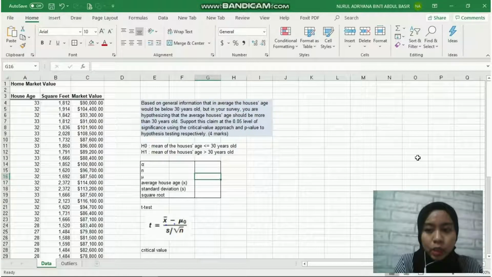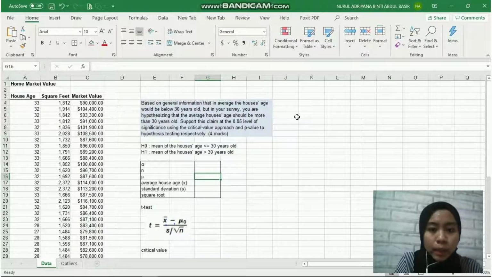I'm using the home market value data. The question is based on general information that on average the house's age would be below 30 years old. But in your survey, you are hypothesizing that the average house's age should be more than 30 years old. Support this claim at the 0.05 level of significance using the critical value approach and p-value approach to hypothesis testing respectively.